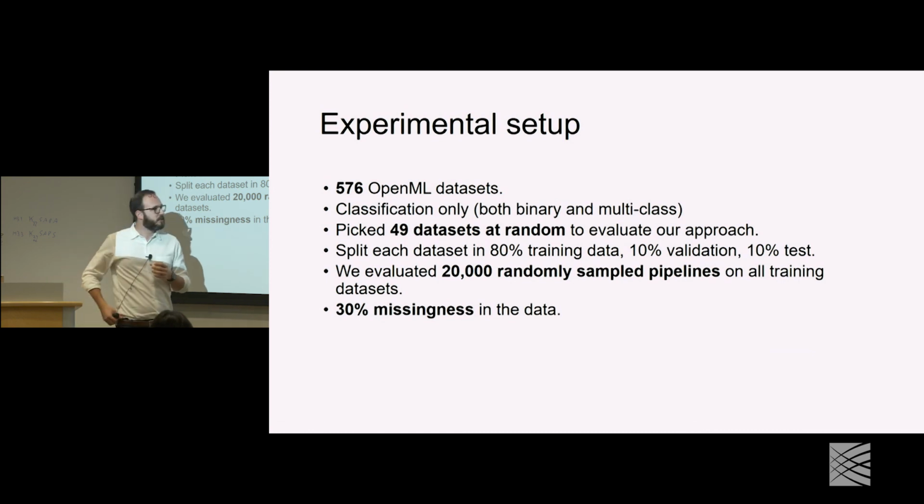So here are some experiments. We downloaded all of the data we could find, every single classification problem we could find on OpenML. We did both binary classification and multi-class. And we picked 49 data sets at random to evaluate. We evaluated 20,000 pipelines. So the x-axis of that matrix I showed you is 20,000.